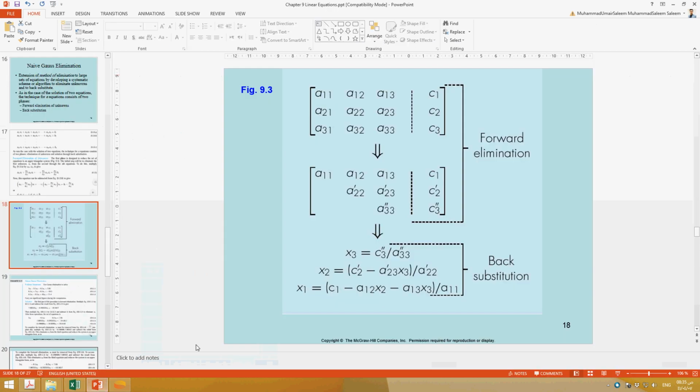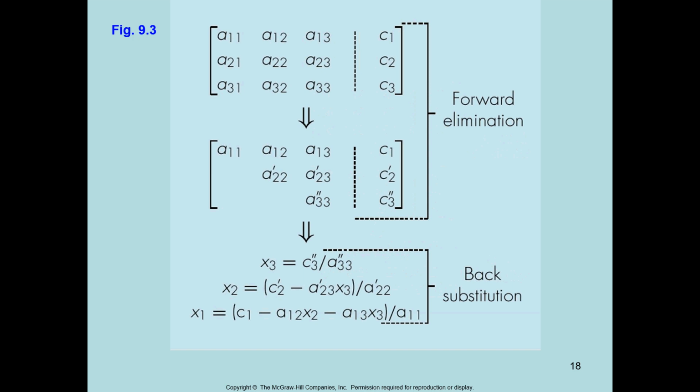Okay, so let's make it more simple. For example, this is a matrix A, and here we have the vector B: B1, B2, B3. So we will eliminate these elements A21, A31 by 0 with the help of this row.